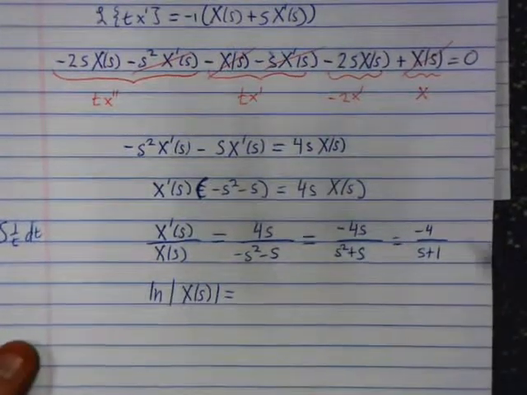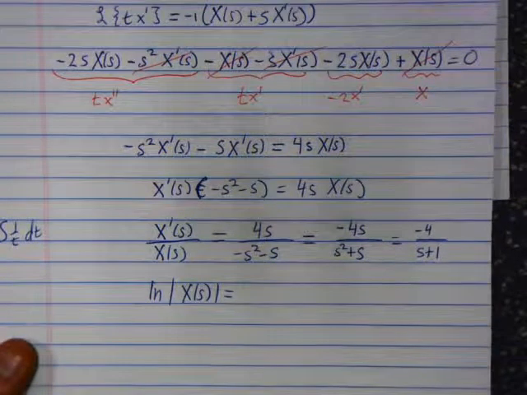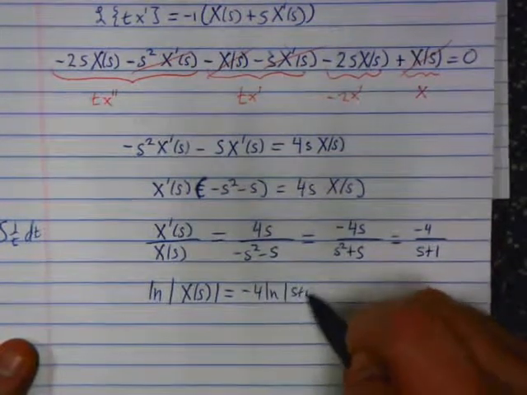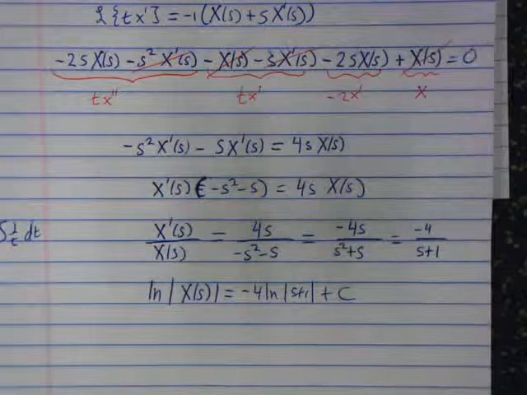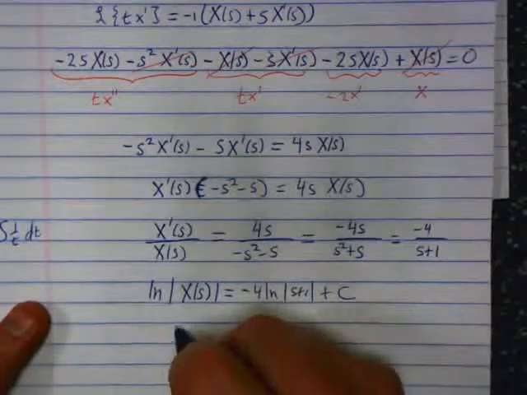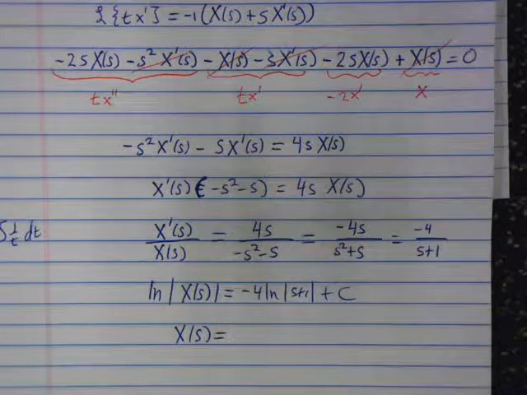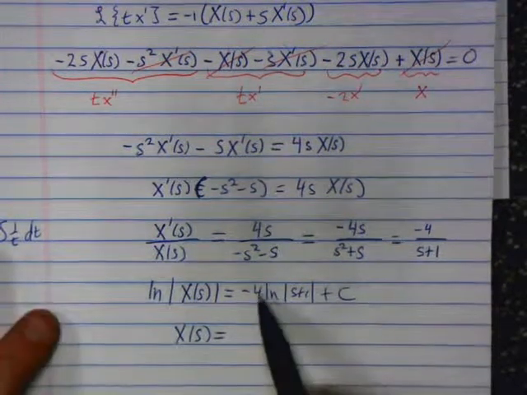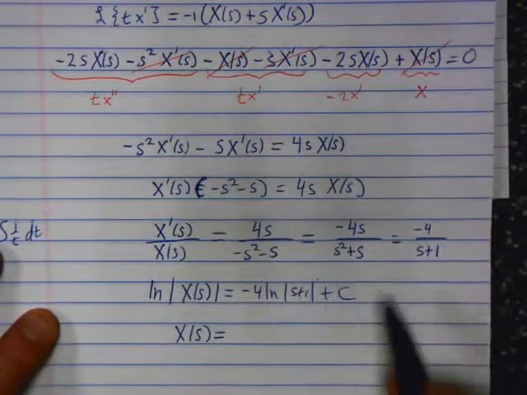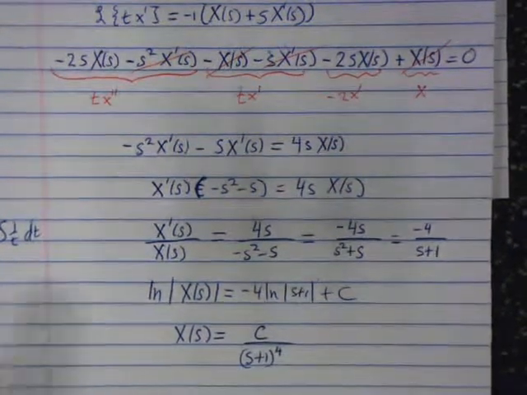Which seems a little scary until you come over here and you integrate this one. What's the integral of negative 4 over s plus 1? Negative 4 ln of s plus 1 plus c. You get rid of your ln's. You have x of s is, what happens when you exponentiate the right hand side? This negative 4 is going to come in as a power, and then what happens when you do the e? You multiply by c, so you're going to have c over s plus 1 to the 4th.